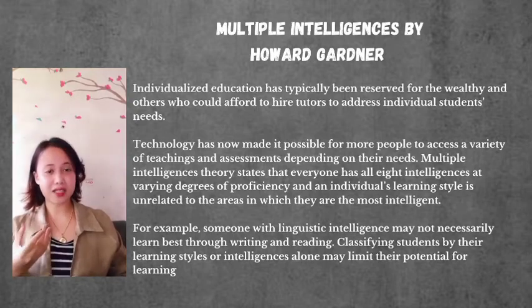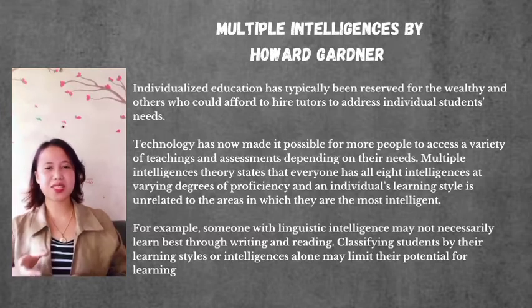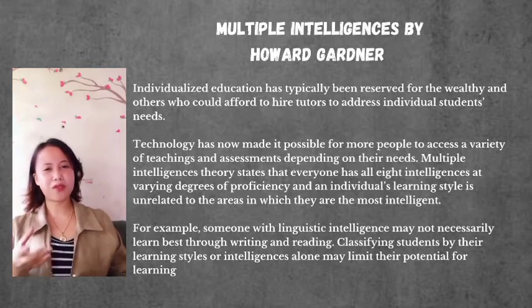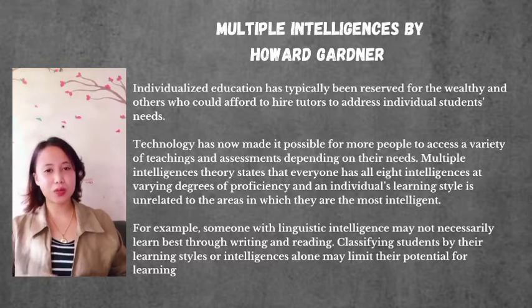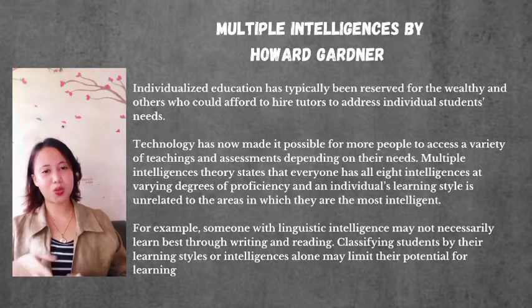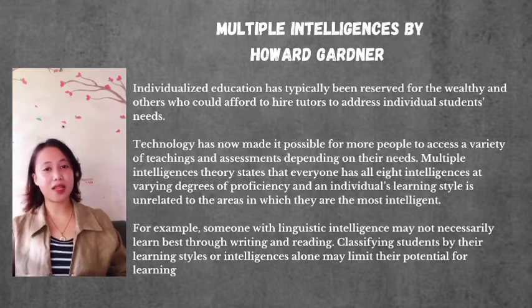Multiple intelligence theory states that everyone has all 8 intelligences at varying degrees of proficiency, and individual learning style is unrelated to the areas in which they are most intelligent. For example, someone with linguistic intelligence may not necessarily learn best through writing and reading. Classifying students by their learning style or intelligence alone may limit their potential learning.